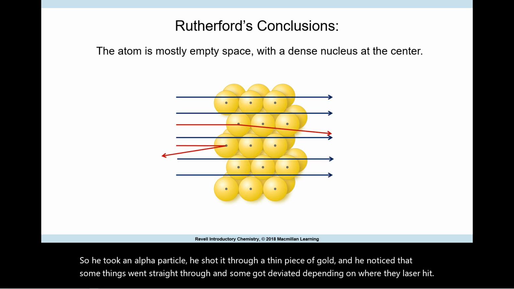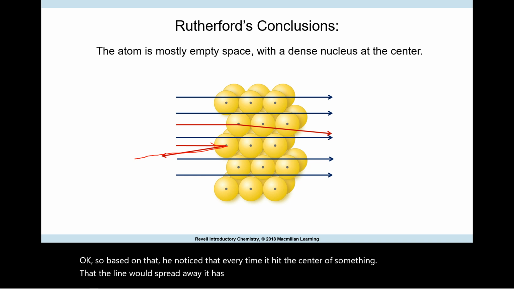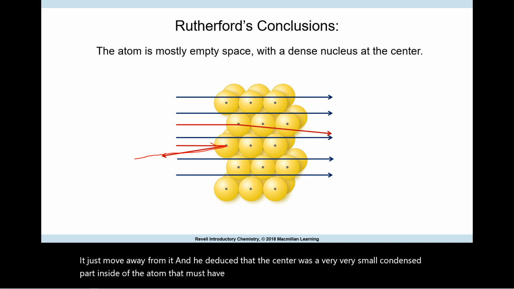Okay, so based on that, he noticed that every time it hit the center of something, the line would spread away. It would just move away from it. And he deduced that the center was a very, very small condensed part inside of the atom that must have been positively charged. Why positively charged?